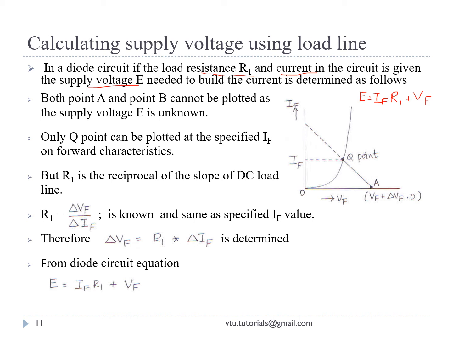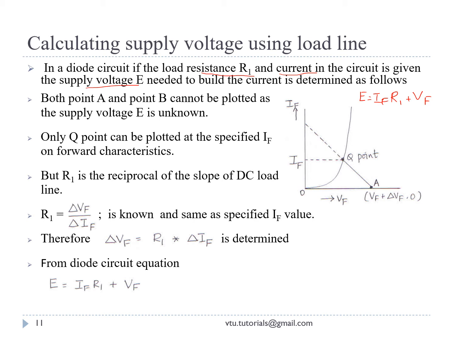If we know the current IF and R1, we can determine the supply voltage E. So once again we go with using the DC load line analysis to find the precise value. First, both point A and point B cannot be plotted as the supply voltage is unknown. So we don't know what will be the value of E. So point A and B cannot be plotted.